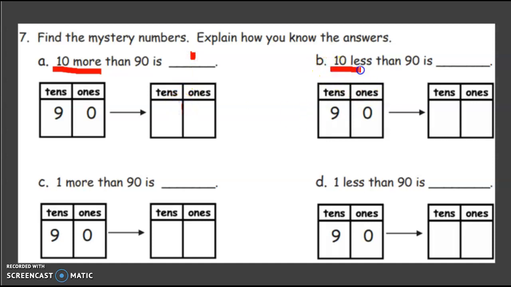B says 10 less than 90 is blank. You'll write your answer here and here. C, 1 more than 90 is blank. Again, you'll write it in the place value chart and on the line. D says 1 less than 90 is blank. Make sure you write it both places on every problem.